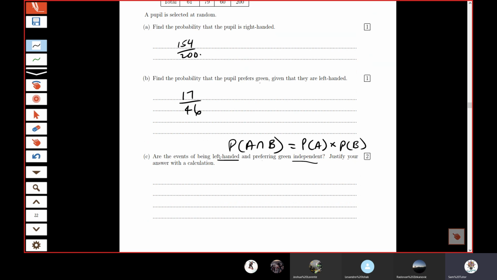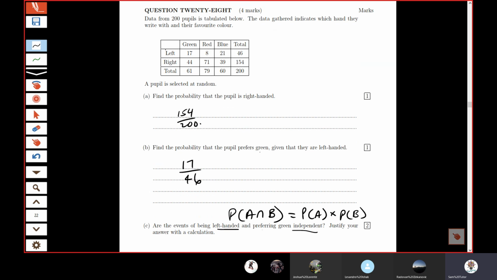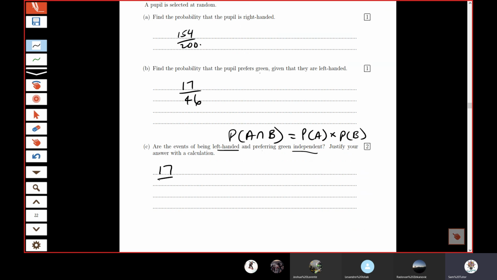So, are the events independent? Well, let's see. What's the probability of being left-handed and green? Left-handed and green is 17 out of 200, which is just these people. Does that make sense? It should be 17 out of 200, which must equal the probability of left-handed times the probability of green.